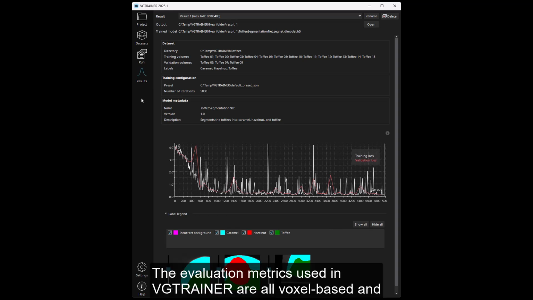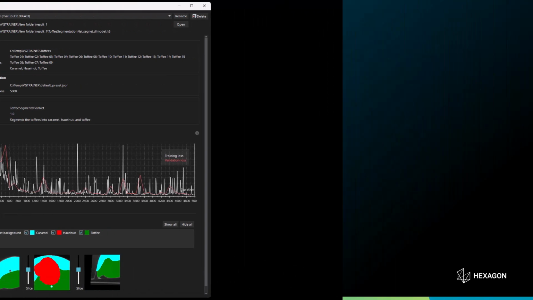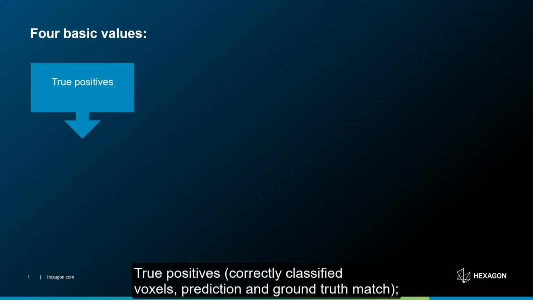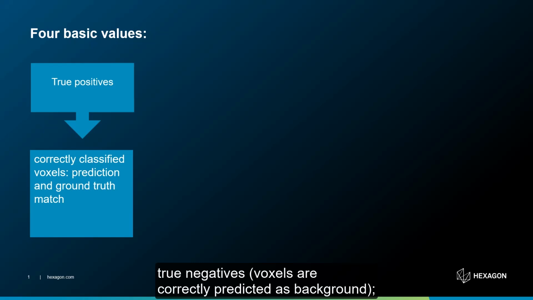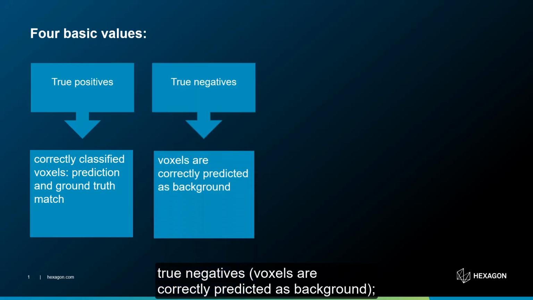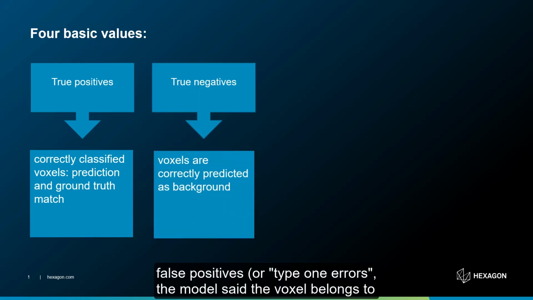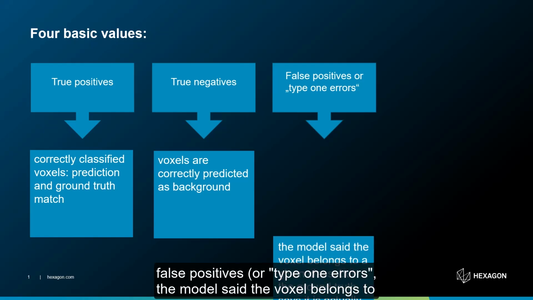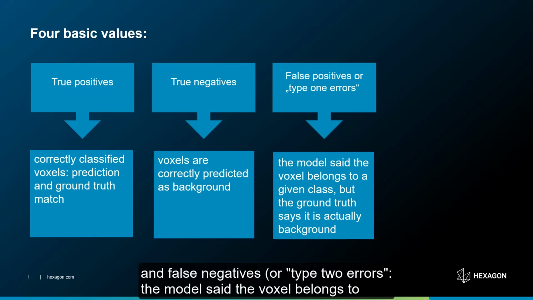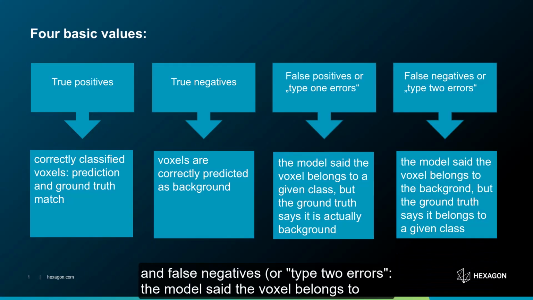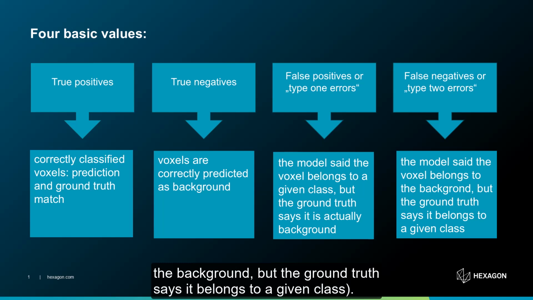The evaluation metrics used in VGTRAINER are all voxel-based and computed from 4 basic values: true positives, correctly classified voxels, where prediction and ground truth match. True negatives, voxels that are correctly predicted as background. False positives or type 1 errors, where the model said the voxel belongs to a given class, but the ground truth says it is actually background. And false negatives or type 2 errors, where the model said the voxel belongs to the background, but the ground truth says it belongs to a given class.